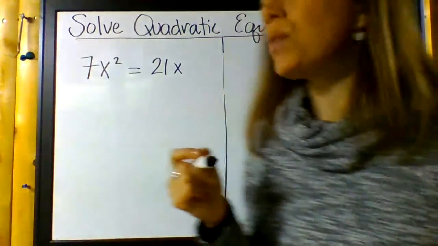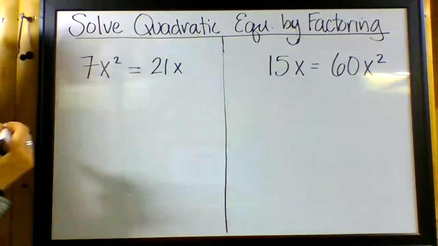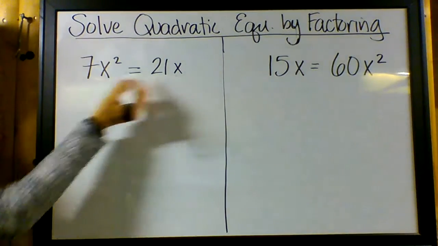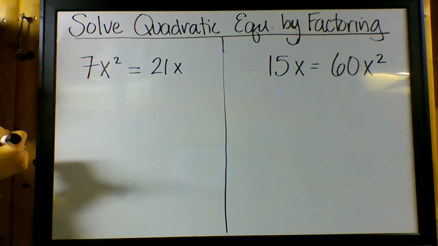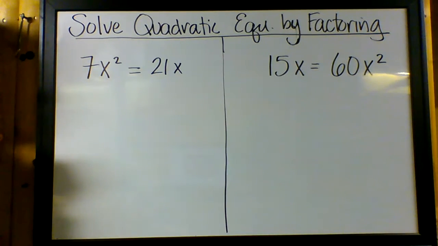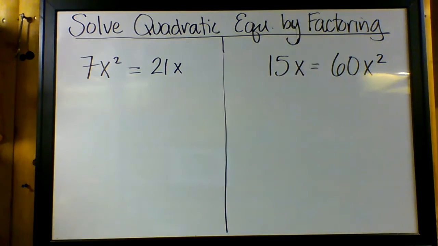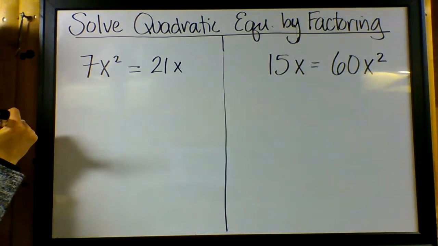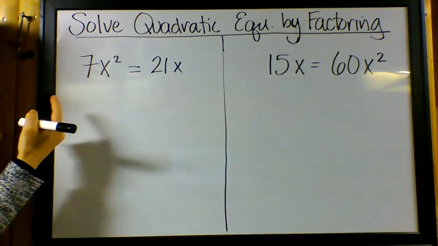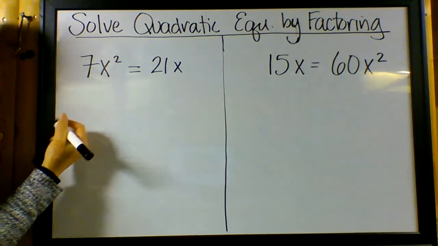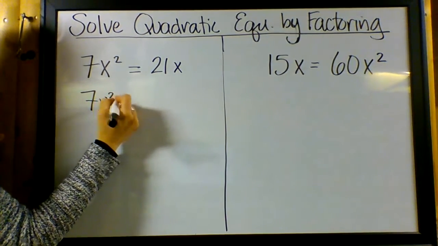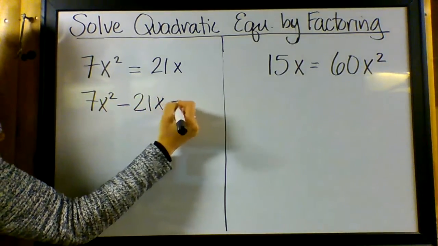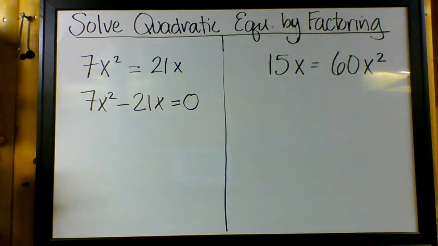Okay? So I've got this problem, 7x squared equals 21x. Now I know you're likely to want to divide away the 7's and divide away the x's. But what we're going to do is follow a very specific set of steps every single time when we're solving quadratic equations. It works for all of the methods for solving quadratic equations. The first step is going to be to move everything to the left. So I'm going to start with 7x squared minus 21x equals 0. All right, so I've moved everything to the left.